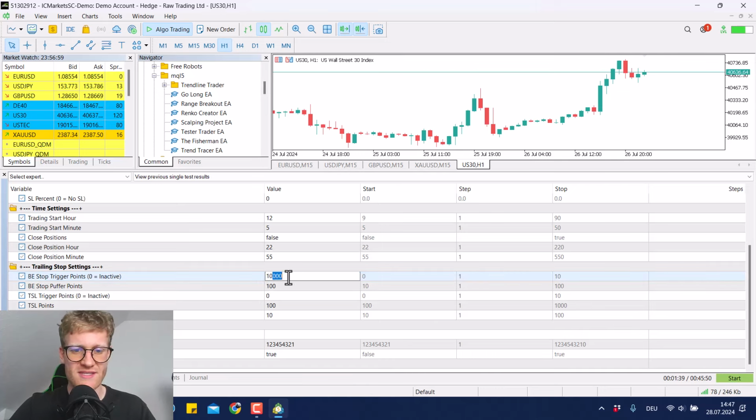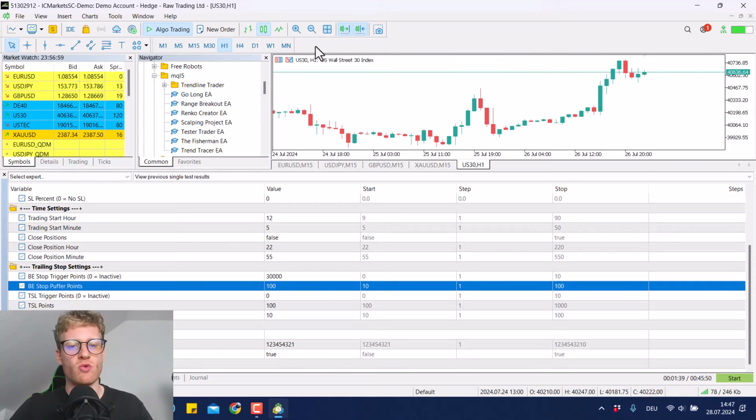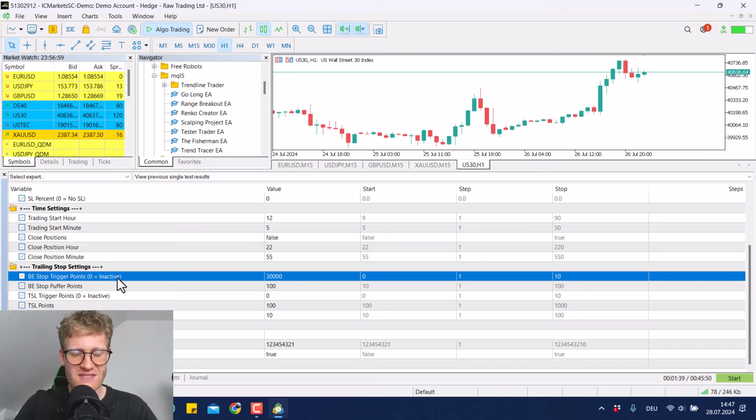So we could say, for example, if the trade is, let's say, for the US tech, we could say if it's 300 index points or 30,000 points in profit, we want to move the stop loss to break even. And the points here are calculated as follows.